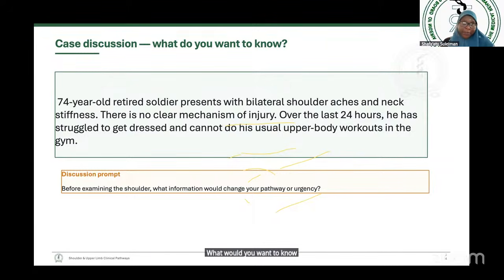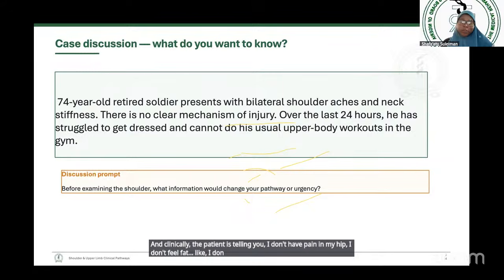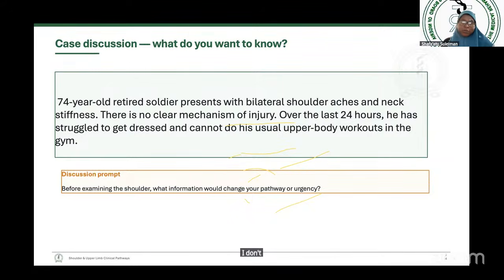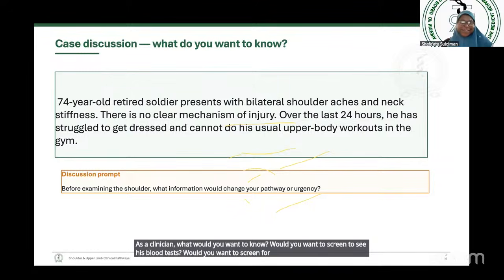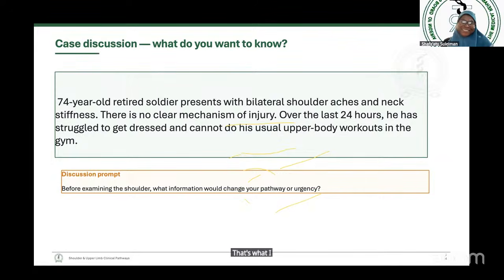If you're thinking polymyalgia rheumatica, and clinically the patient is telling you, I don't have pain in my hip, I don't feel fatigue, I don't feel fever, I don't feel I've lost my appetite. As a clinician, what would you want to know? Would you want to screen to see his blood tests? Would you want to screen for something? Would you want to request an x-ray? What would you want to know? That's what I want to know.